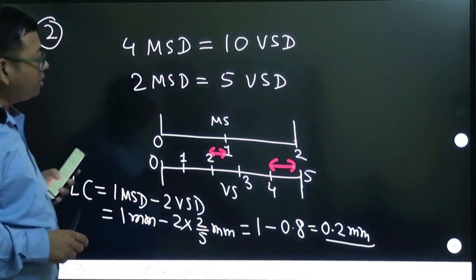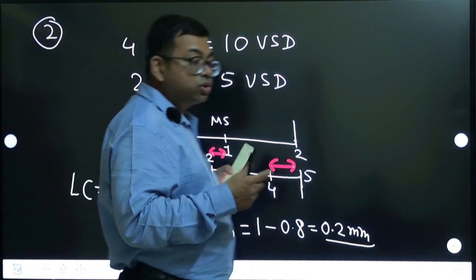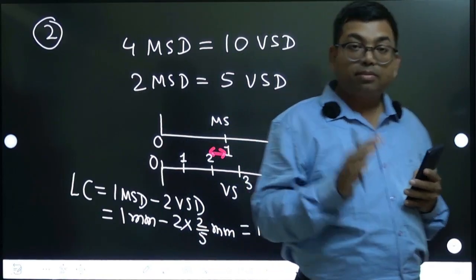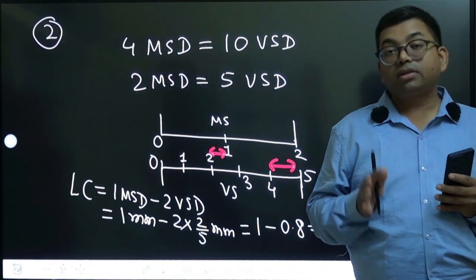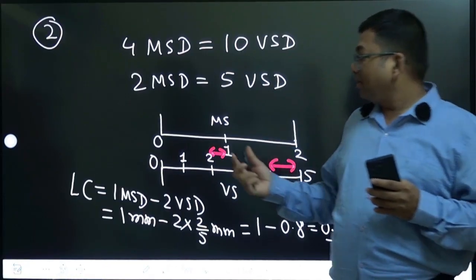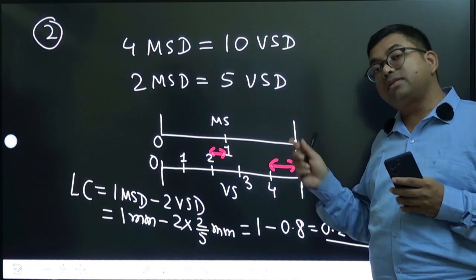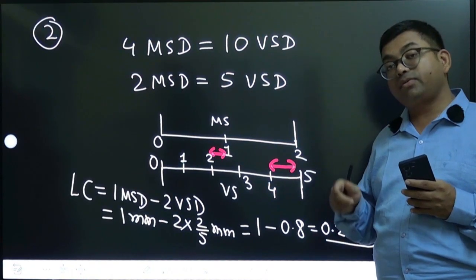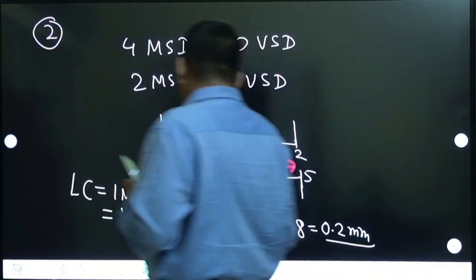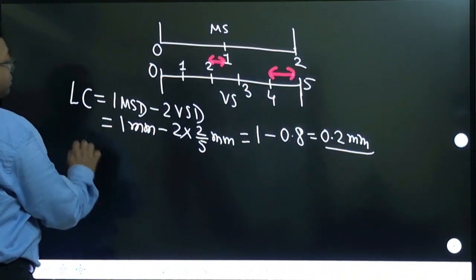Try to understand, and you should ask the question: why is least count always 1 MSD minus 1 VSD? Because in that scale, the least count is nothing but the difference between 1 MSD and 1 VSD. I will show that diagram also. Try to understand this clearly.